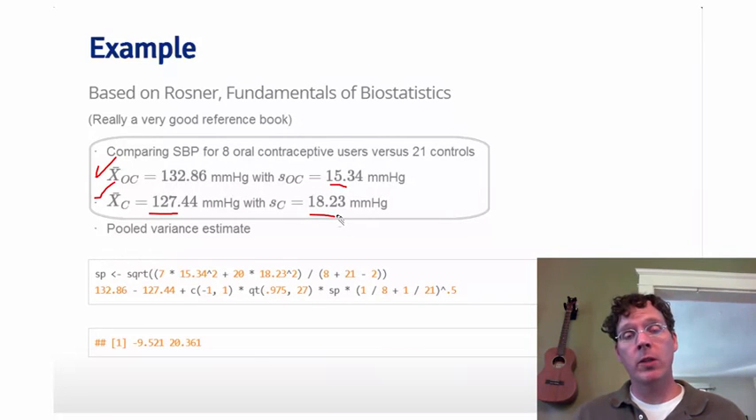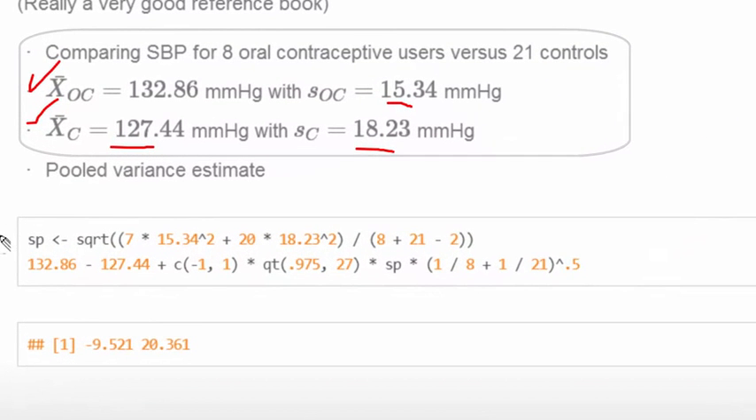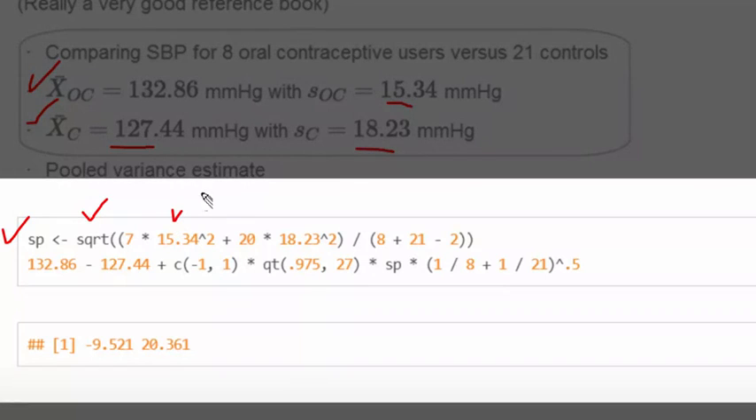Let's go ahead and manually construct the independent group interval once just to churn through the calculation. When you do this on your own, you tend to use t.test or something like that because you have the raw data. So the pooled standard deviation estimate is going to be the square root of the pooled variance estimate. There we need to take 15.34, the standard deviation from the oral contraceptive users, square it, and 18.23, the standard deviation from the controls, and square it, and take their weighted average weighted by their sample sizes minus 1: 7, which is 8 minus 1, and 20, which is 21 minus 1, then divided by the sum of the sample sizes minus 2.